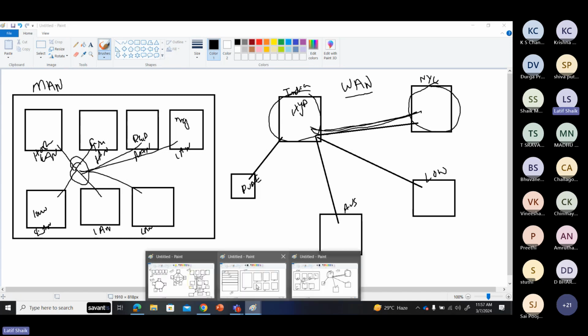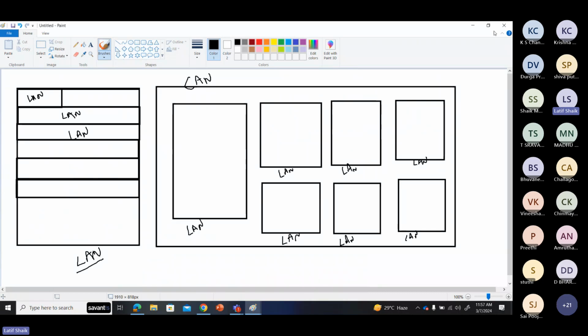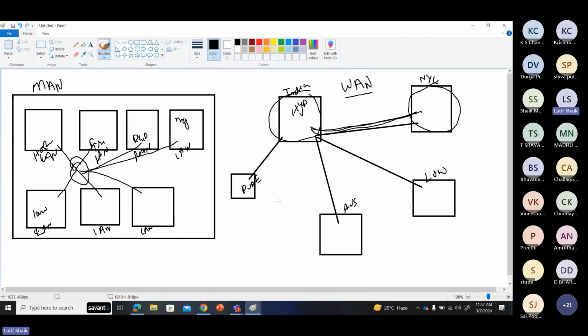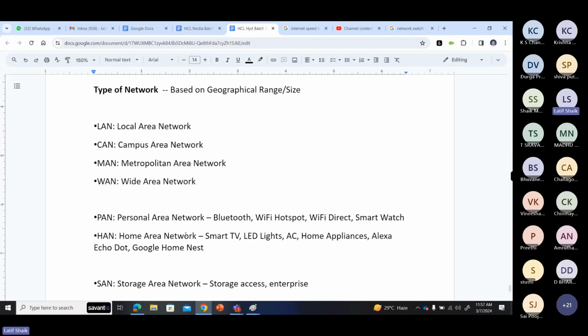So different administrations. LAN is generally called a single administration. WAN is a multiple administration. This is one administration, this is another administration. So the types of networks are LAN, CAN, MAN, WAN: local area network, campus area network, metropolitan area network, wide area network.